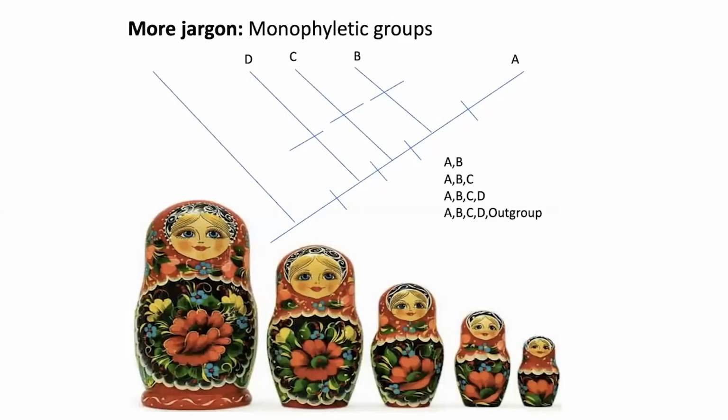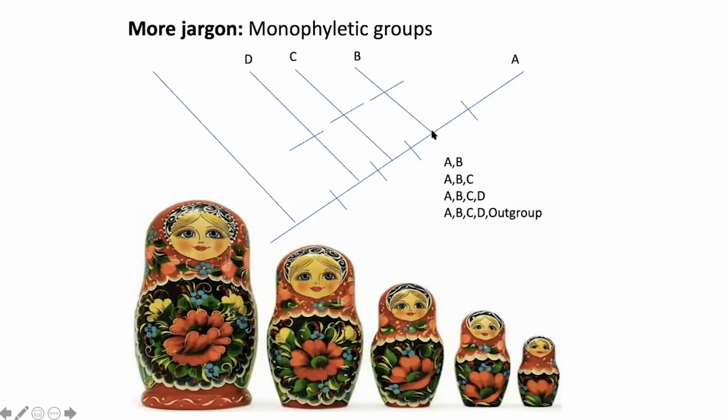Okay, so I just want to go over a couple more bits of jargon that are important for reading phylogenies. I'm not just teaching you this so that I can give you exam questions. These are important concepts. So one bit of jargon is called monophyletic groups. In a phylogeny, there's lots of different monophyletic groups, and they are groups where all of the individuals in the group share a common ancestor.